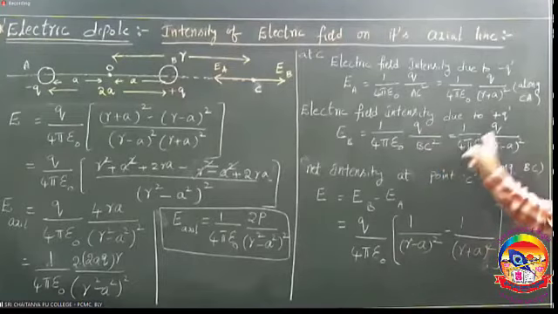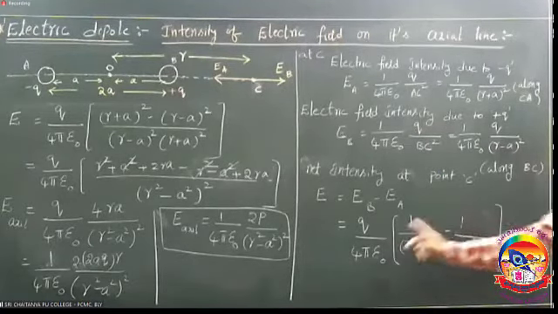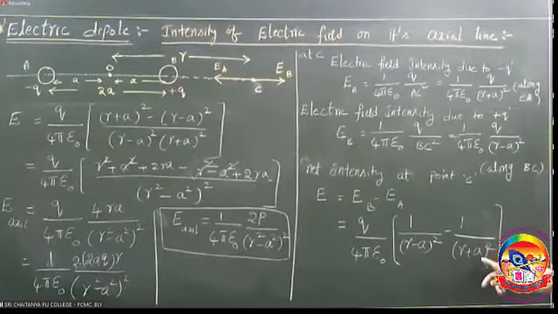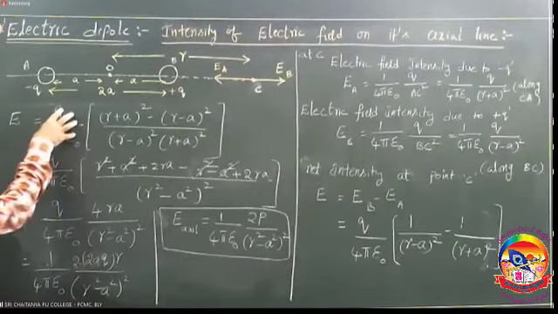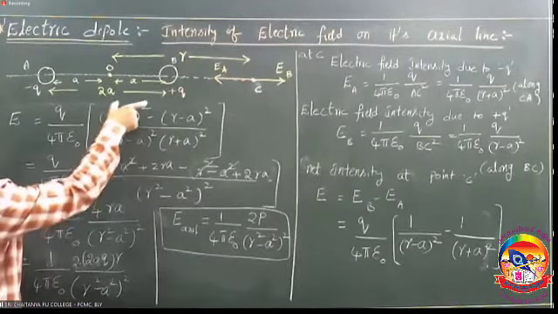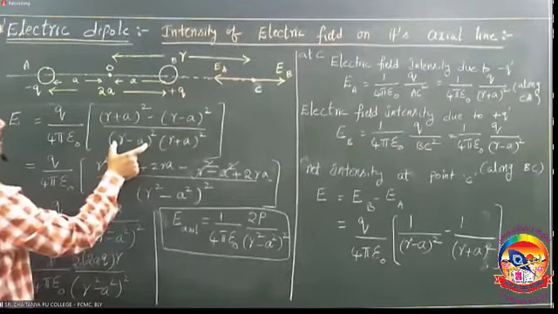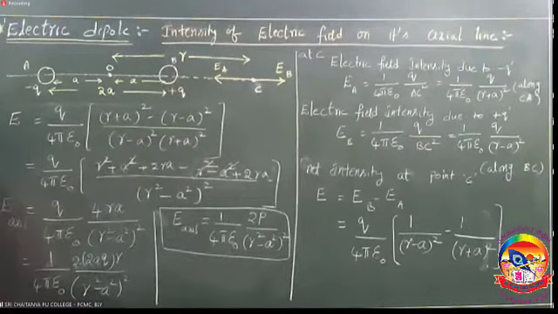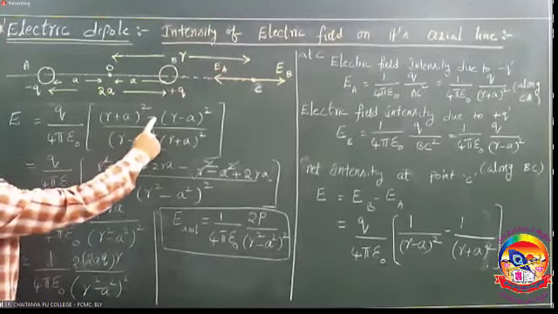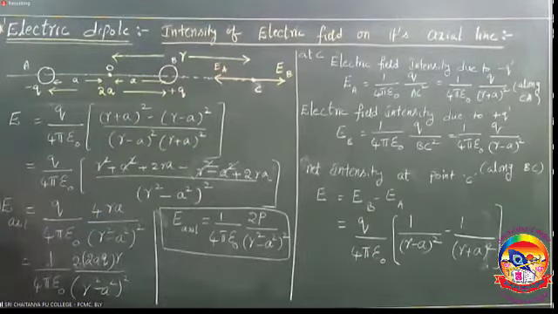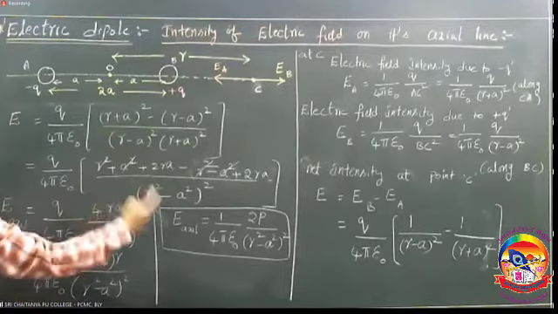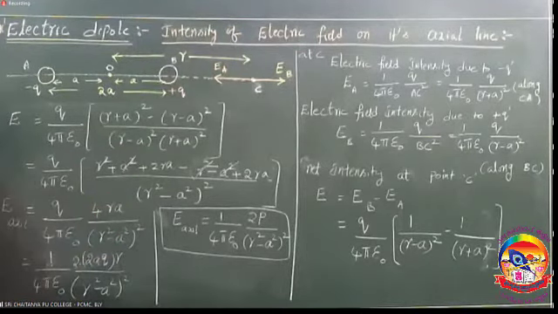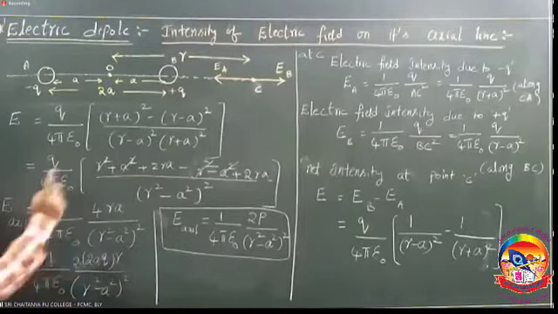EB minus EA. Then in both, Q by 4 pi epsilon naught is common. Take out 1 by R minus A whole square minus 1 by R plus A whole square. Then it comes R plus A whole square minus R minus A whole square by R minus A square into R plus A square. See, you write down in the margin: A plus B whole square minus A minus B whole square is 4AB. See, we got the same 4RA. Even in the exam, you can write directly 4RA.